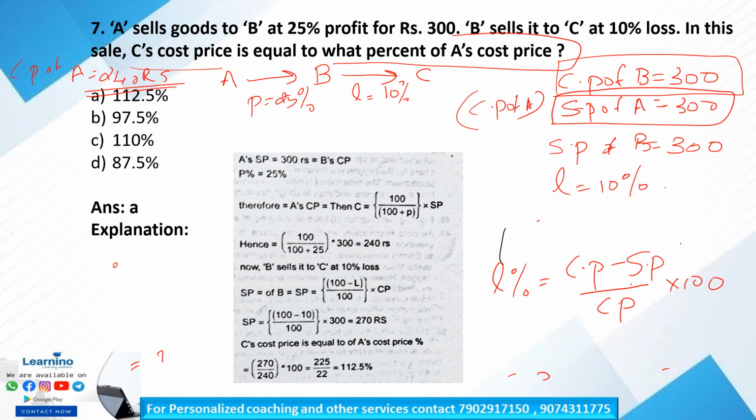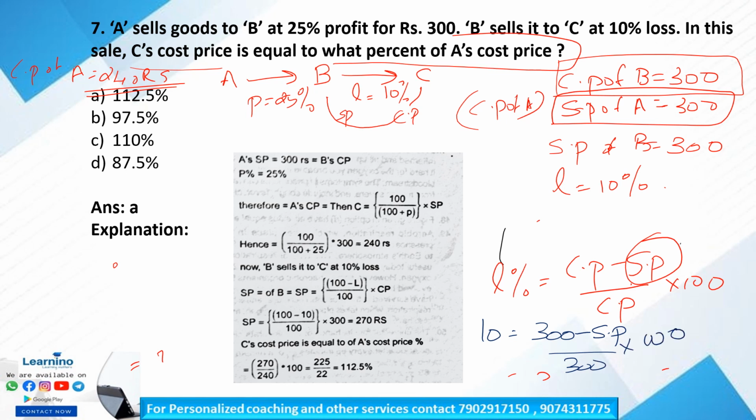Right? So the selling price of B will be the cost price of C, indirectly equal. So indirectly we have to find the selling price of B. So what is loss percentage? It is 10 is equal to, what is the cost price of B? That is 300 rupees. B bought goods from A. So cost price is 300 minus selling price we have to calculate, that is indirectly equal to the cost price of C, so selling price by 300 into 100.